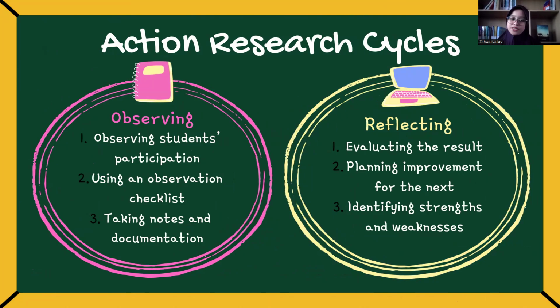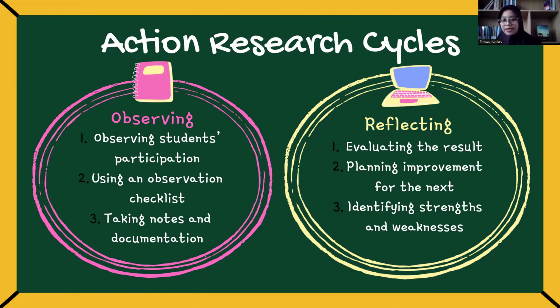The third is observing: observing student participation using an observation checklist, taking notes, and documentation. While doing observation, of course, we observe the students and we have something like a to-do list to check off the observation, and taking notes, and of course documentation, to have a document and know the progress.